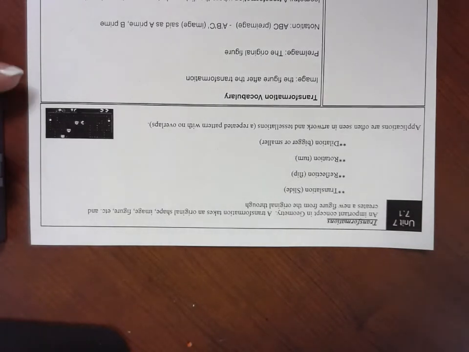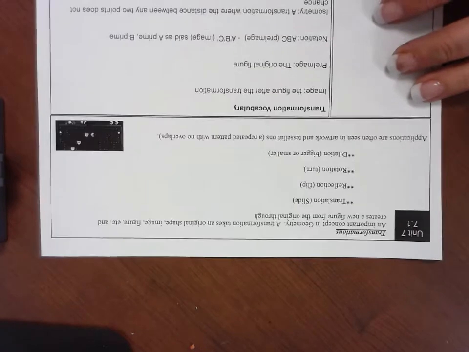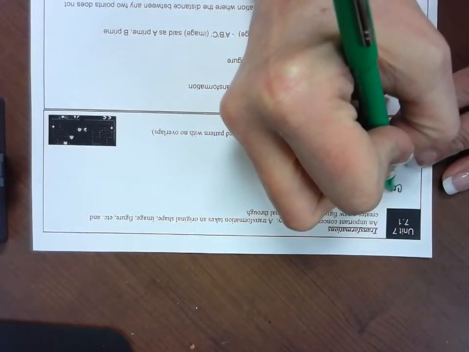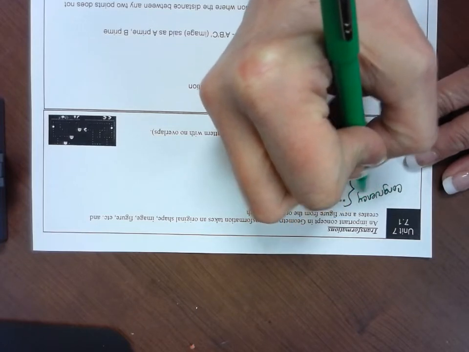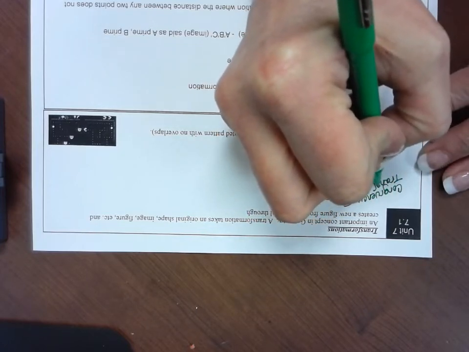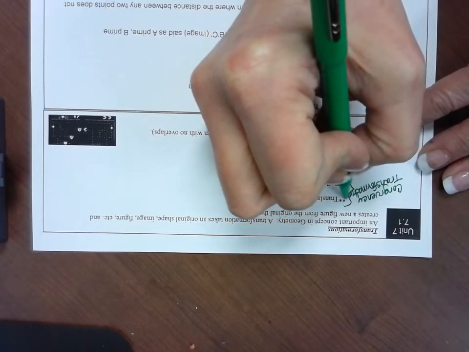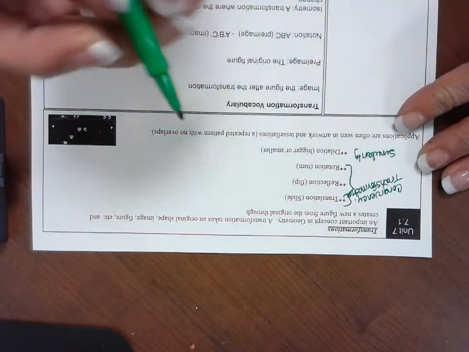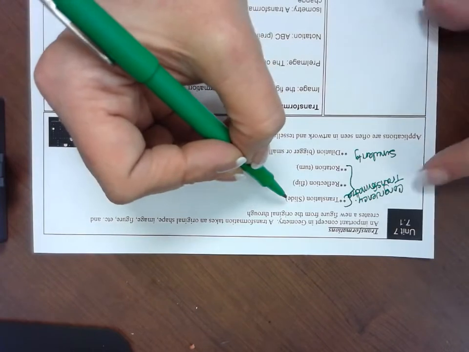Okay guys, today we're going to start a new unit in transformations. And transformations is an important concept in geometry. It takes the original shape, figure, whatever, and creates a new figure from the original through 4 different things. And these 3 are called congruency transformations. Okay, and this one is a similarity transformation. And so for this unit, we're only going to talk about our congruency transformations.